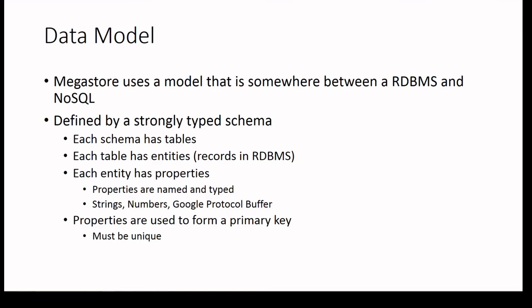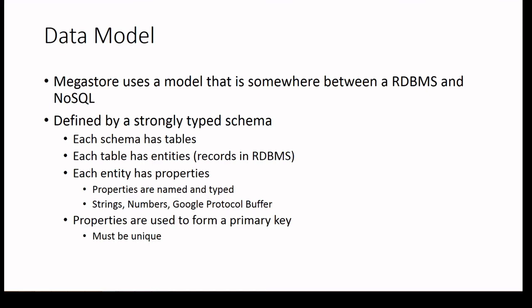You have to use either a string or a number and make your date fit using a string or a number. One other quality that the schema provides is that properties are used to form a primary key. Just like in relational databases, every entity has to be uniquely identifiable by a primary key, and this is another data model. Megastore is just a type of data model.